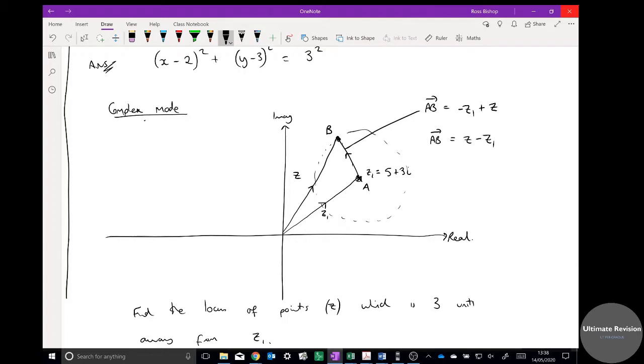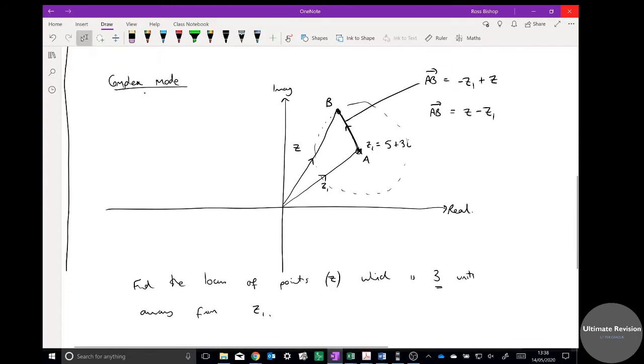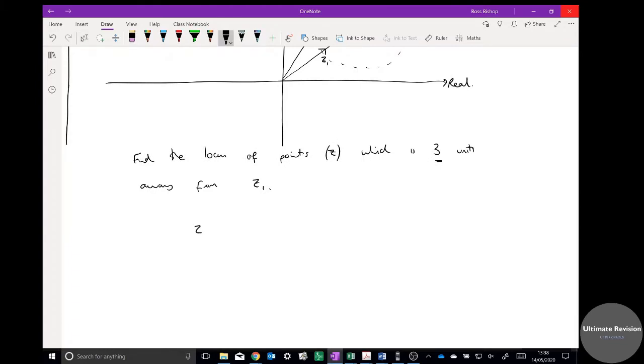If I just repeat that in a different way. What I've already defined is that the length AB is equal to 3 units. So I know the modulus of A to B is equal to 3. The length is 3, or z minus z1. The modulus of that is also 3.